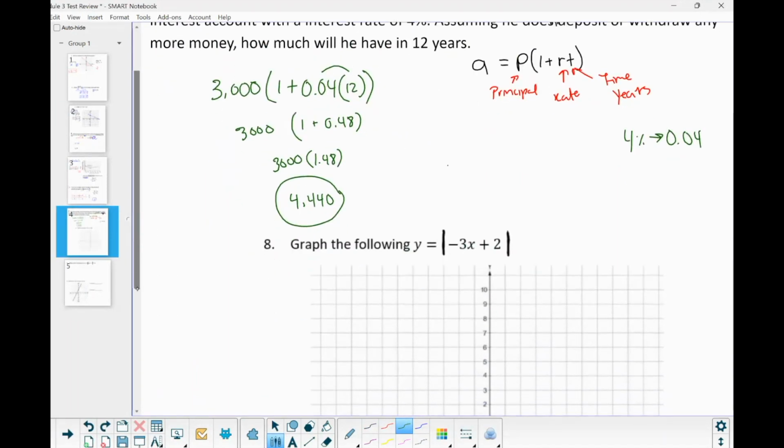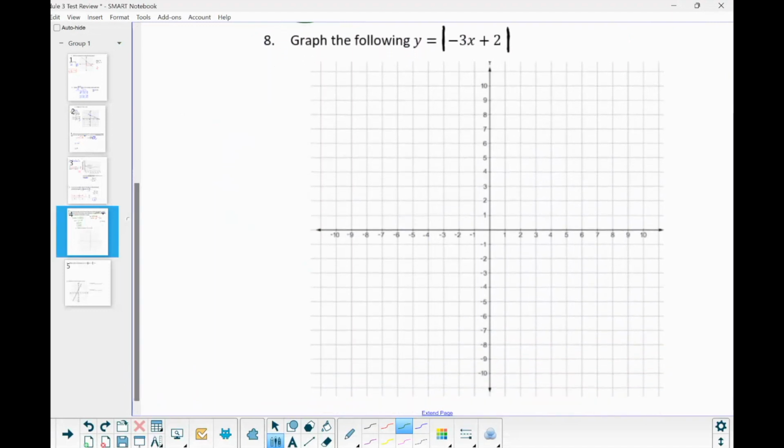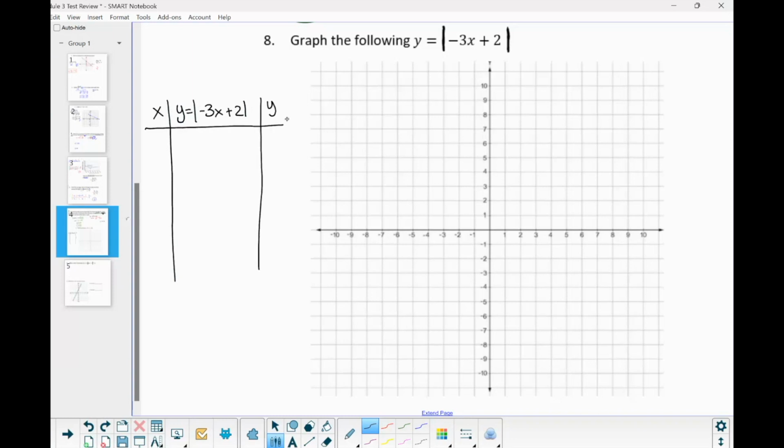All right, so let's head over to number 8. Okay, so for 8, we're going to be graphing an absolute value equation. So I'm going to start by creating my T-chart. Okay, this is what it's going to look like. All right, and I'm going to give you the points you're going to be trying to plug in.